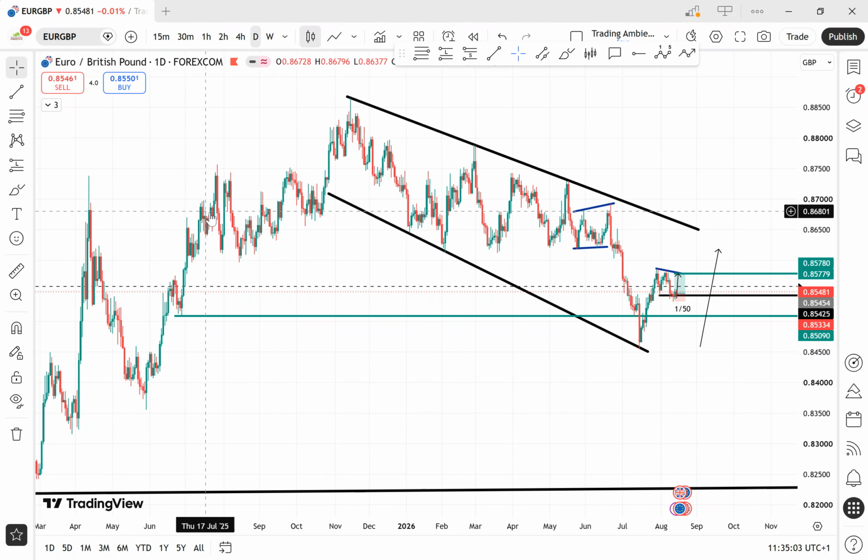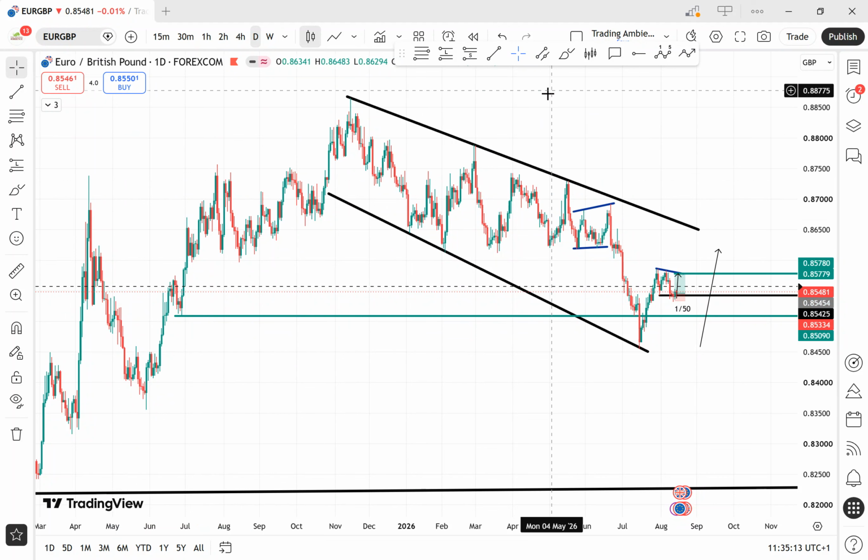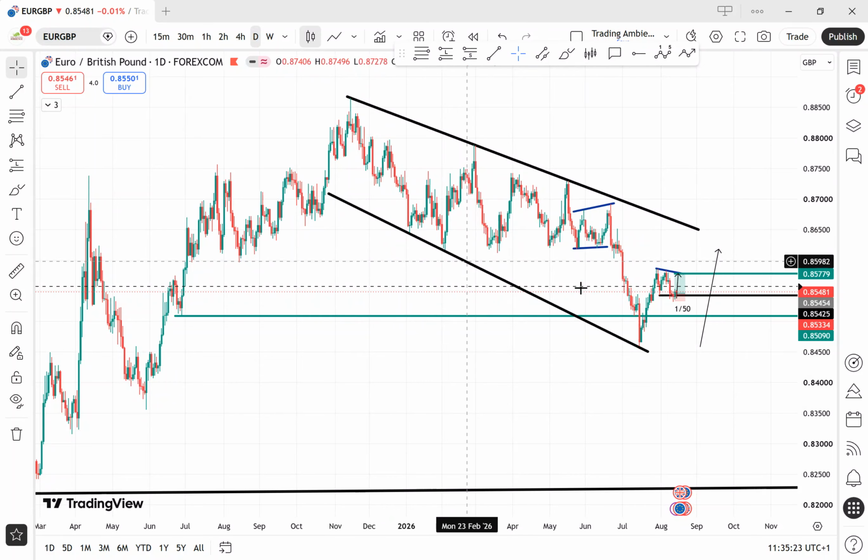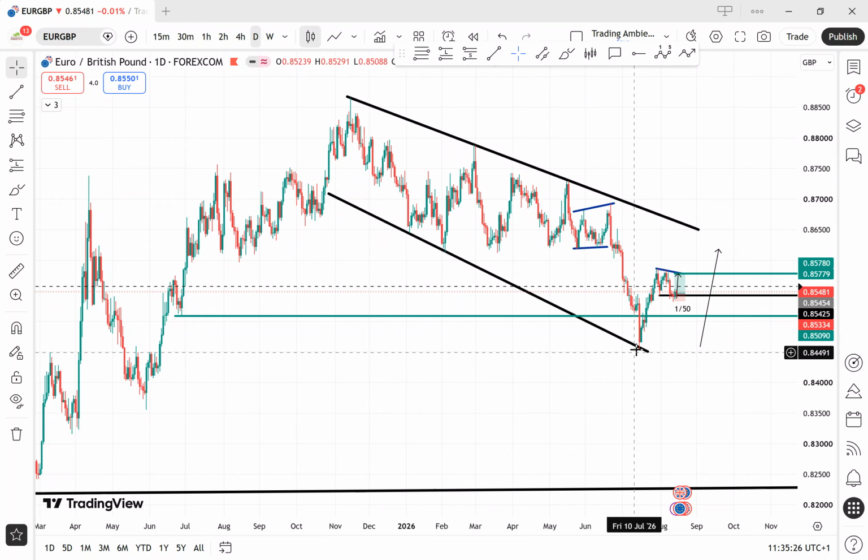Euro Pound, Euro GBP. On the higher time frame, we have this swing low here, and we have a descending channel right here. So on Euro Pound, price has been moving in this descending channel. As you can see, we have clearly two touches here. Then we have the third touch here. And right from this low, the price responded with a bullish impulse on the daily time frame.